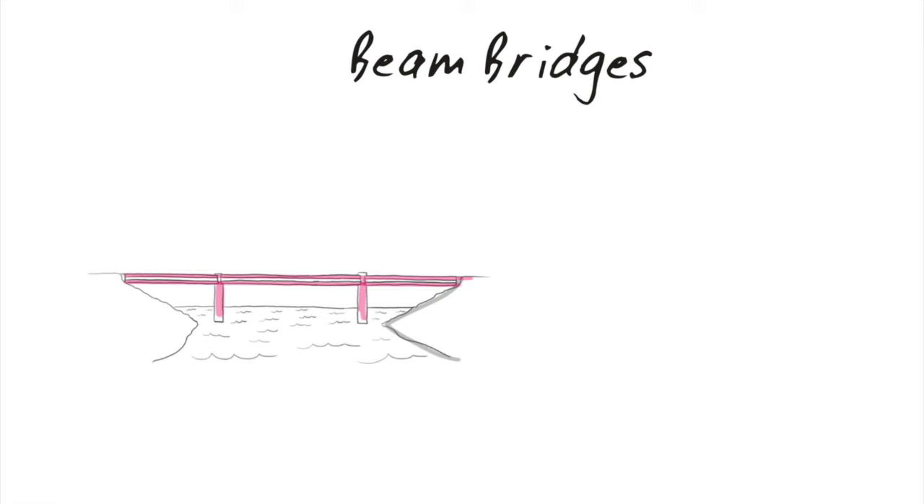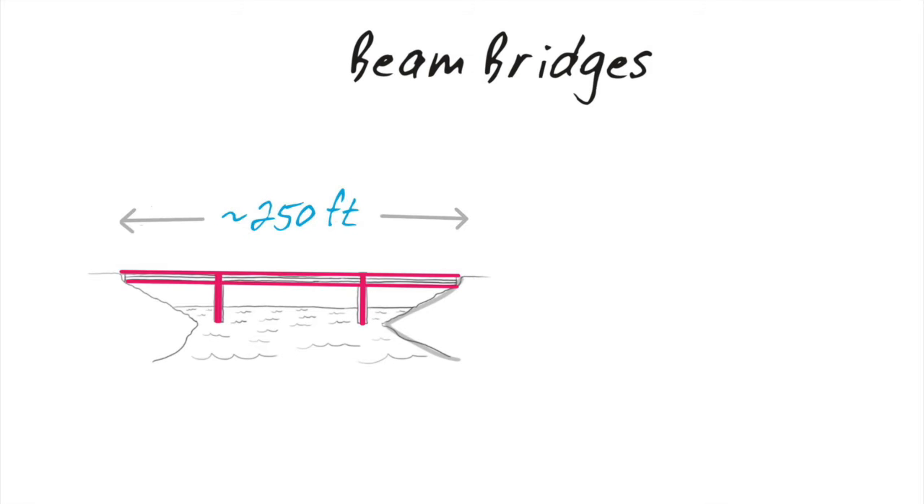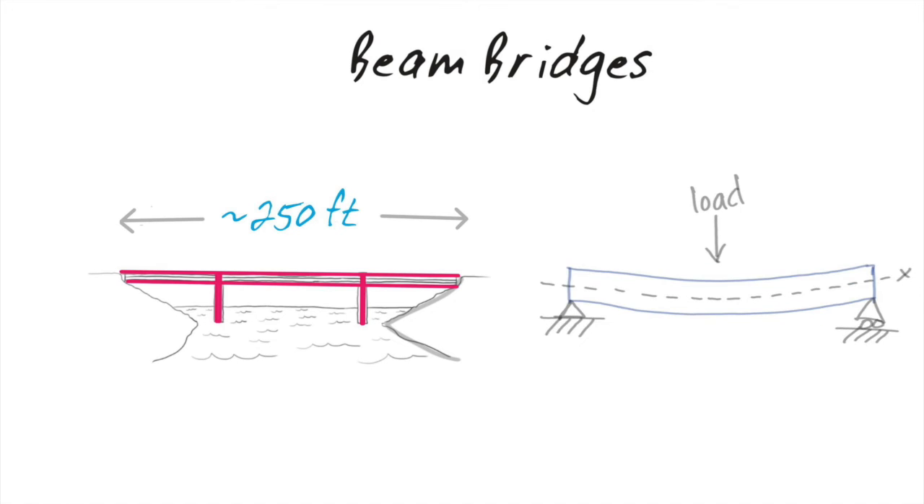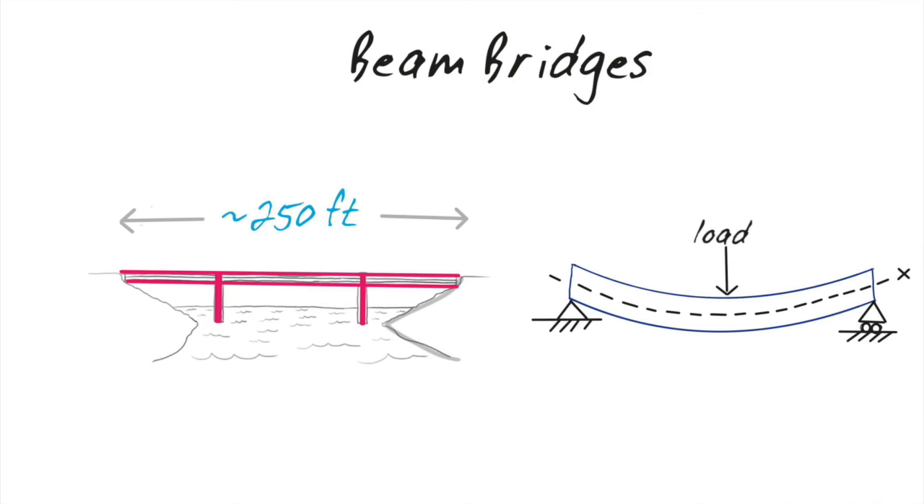Beam bridges consist of a horizontal beam supported at each end by piers. The weight of the beam pushes straight down on the piers. The farther apart the piers, the weaker the beam becomes. This is why beam bridges rarely span more than 250 feet. When something pushes down, the beam bends downward. Its top edge is pushed together, making it compress, and its bottom edge is pulled apart, making tension.